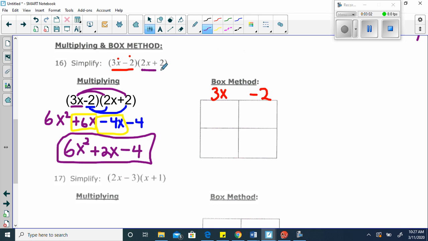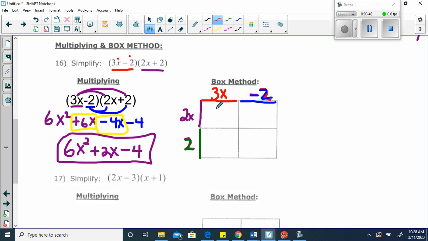Then I'm going to take this polynomial. I'm going to give 2x this side here. And I'm going to give 2 this side here. I'll write these actually all in different colors to kind of show you what these are representing. Okay, so this 3x is representing this here. And this negative 2 is representing this side here. Okay, so now we're going to find the area of each box.